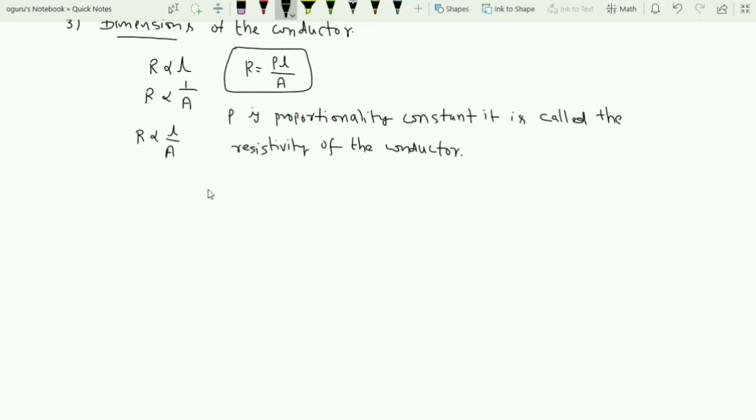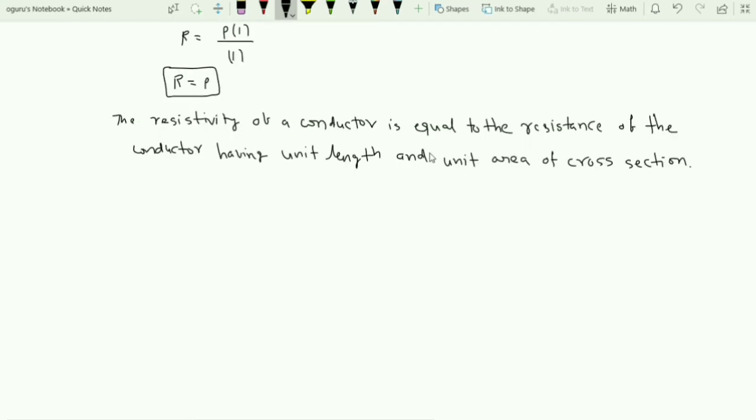Now let us consider L is equal to 1 meter, that is unit length, and A is equal to 1 meter square, that is unit area of cross section. Then from this expression, R is equal to rho L by A, we can write R is equal to rho times L, that is unit length 1 meter, by A, unit area of cross section, that is 1 meter square. So then that gives R is equal to rho. That means the resistivity of a conductor is equal to the resistance of the conductor.